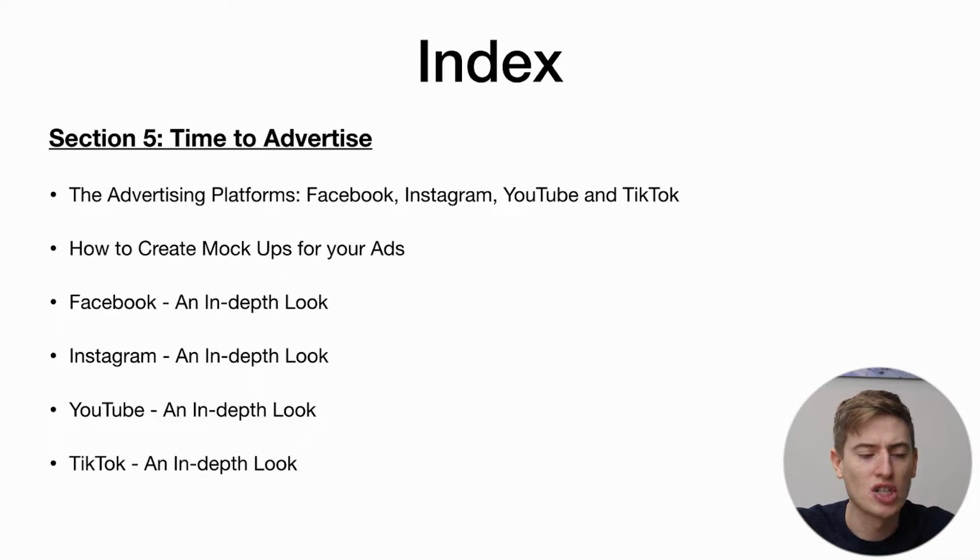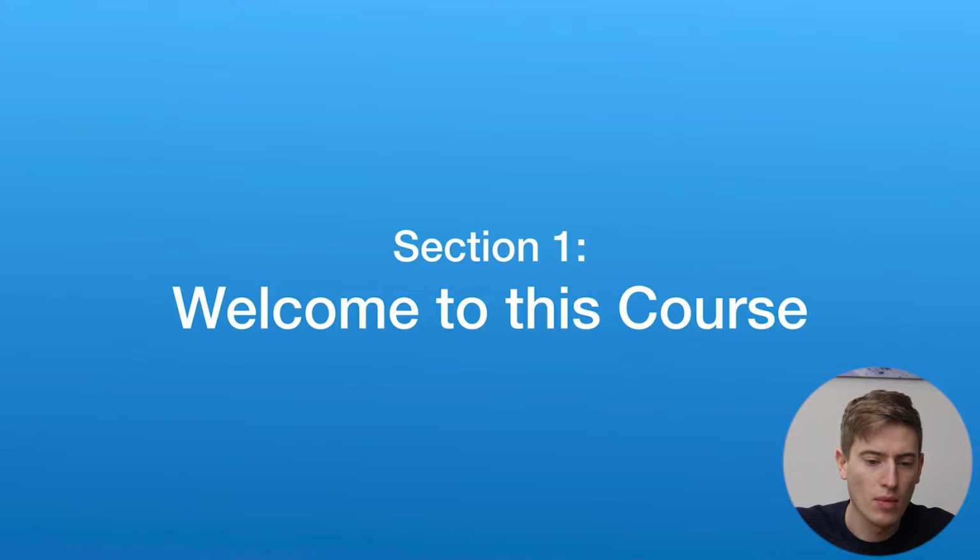And the last section, section 5, is time to advertise. The advertising platforms we're going to be looking at are Facebook, Instagram, YouTube, and TikTok. We're going to talk about how to create mock-ups for your ads, video mock-ups and photo mock-ups. And then we're going to have an in-depth look at Facebook, Instagram, and YouTube, and a semi-in-depth look at TikTok, but that's going to be more of a casual conversation about how to use the platform for selling your t-shirts. So let's start with section 1.